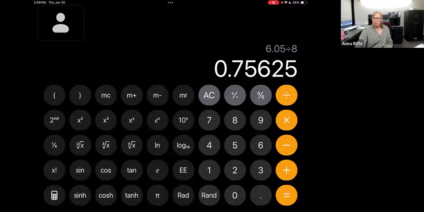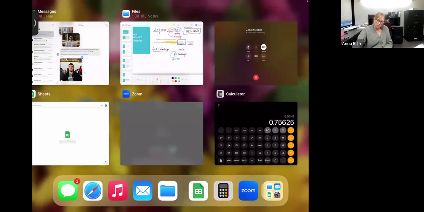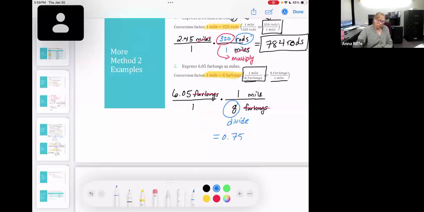I could round that to 2 decimals if I want to, but I don't really need to necessarily, so I'm going to go ahead and leave it as is, 0.75625. My unit that remains is miles. If you were to round to 2 decimal places, then you would get 0.76 or 1/6 of a mile.